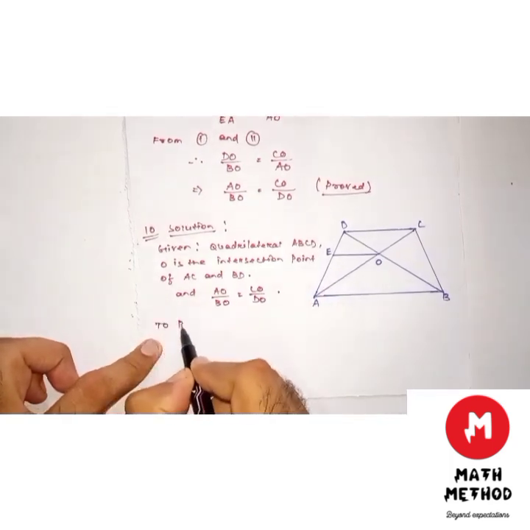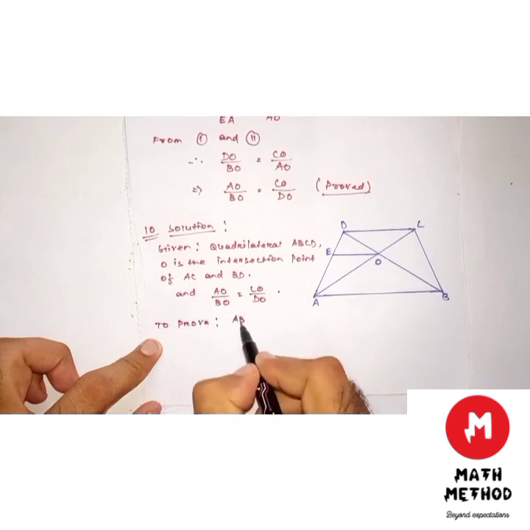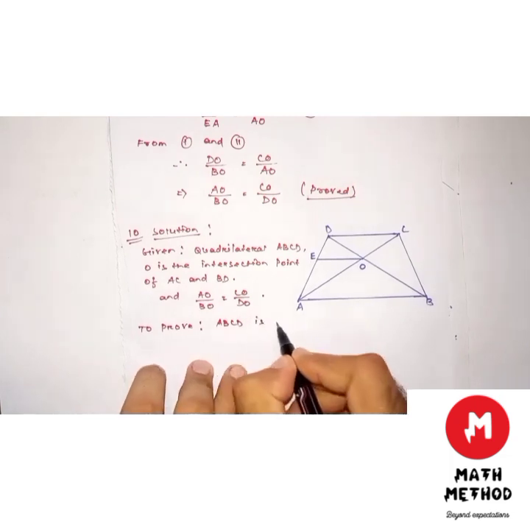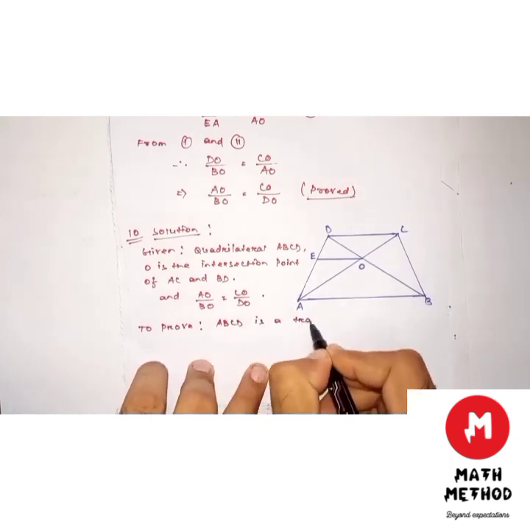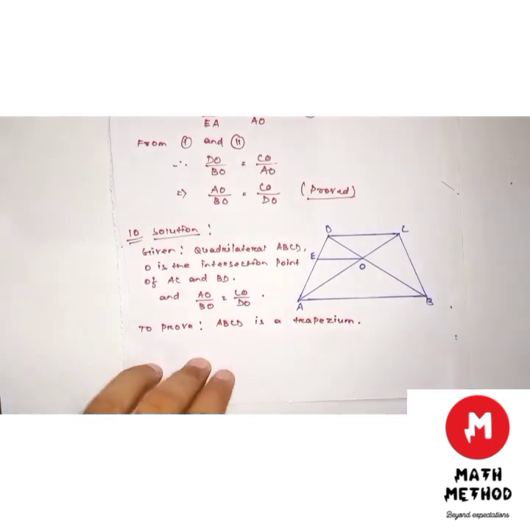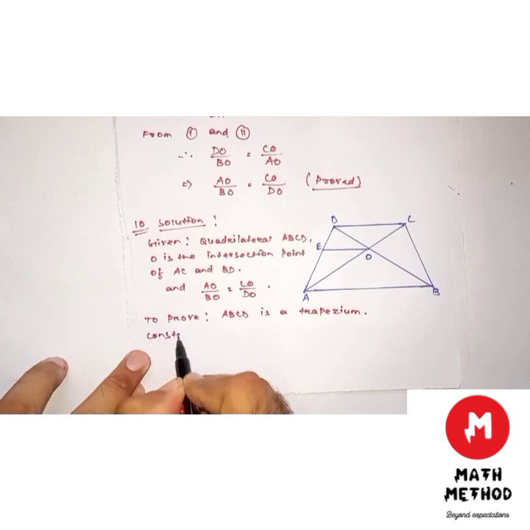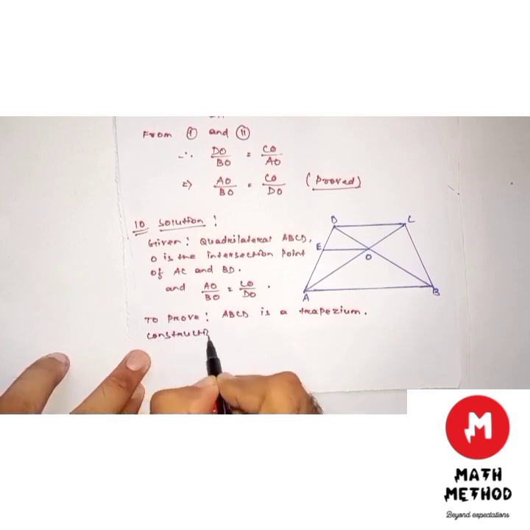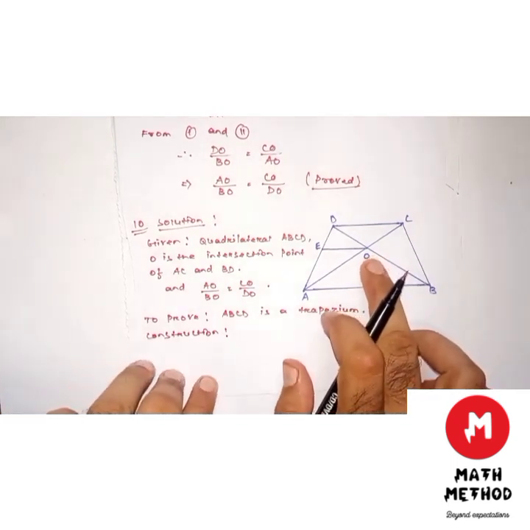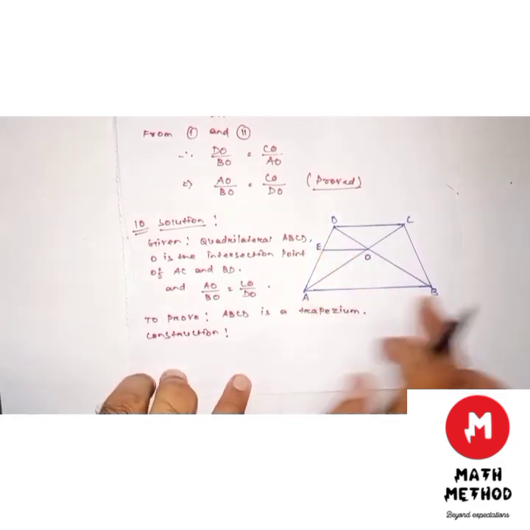To prove: ABCD is a trapezium. Now here comes the construction. I did the construction. What is EO? Join OE such that OE is parallel with AB.